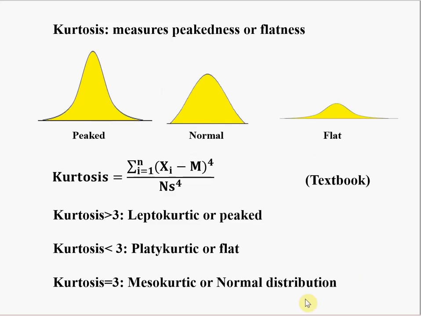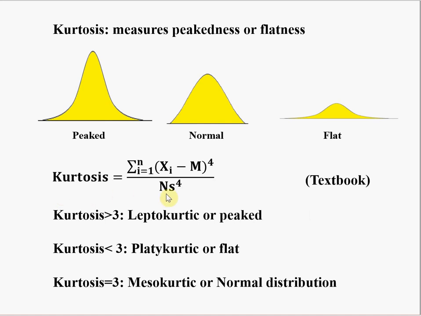Then you have the measure of kurtosis. This index number measures the peakedness or flatness. So-called peaked or flat distribution is in comparison with the benchmark normal distribution. We use a normal distribution as a benchmark. If it is more peaked than normal, we call it a peaked distribution. If it is flatter than normal, we call it a flat distribution. So the benchmark is the normal distribution. We're going to discuss the normal distribution later.